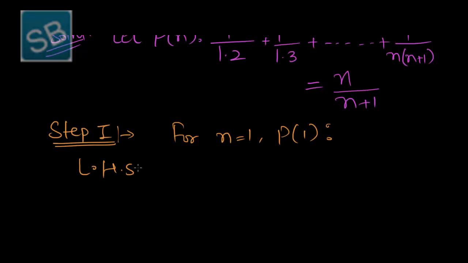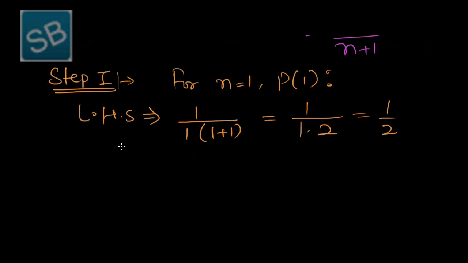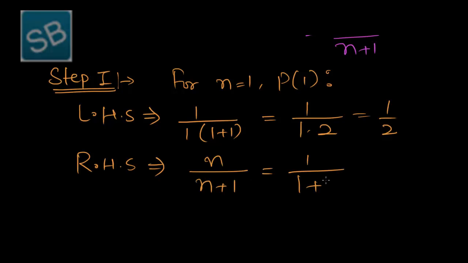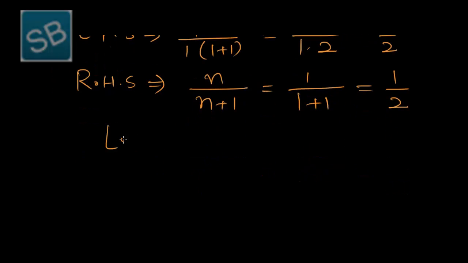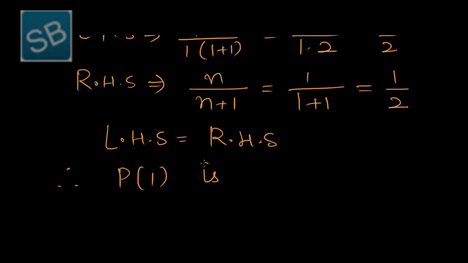First we will take the left hand side. So substitute n in the last element of this step, that is 1. In place of n we get 1 into 2, that is 1 over 2. And now taking the right hand side we have n over n plus 1, that is 1 over 1 plus 1, that is 1 over 2. So we can say that left hand side is equal to right hand side. So P of 1 is true.